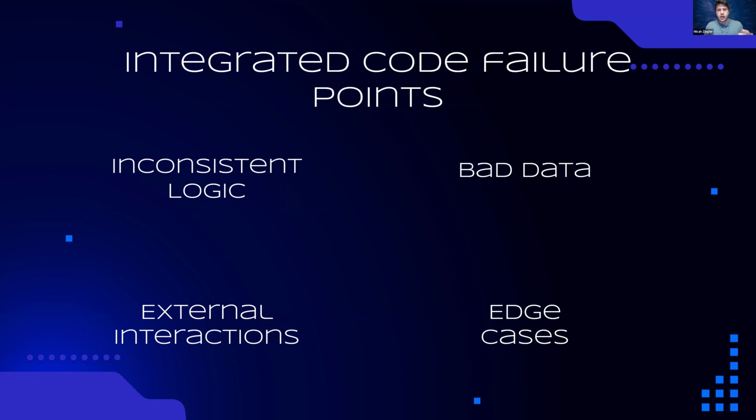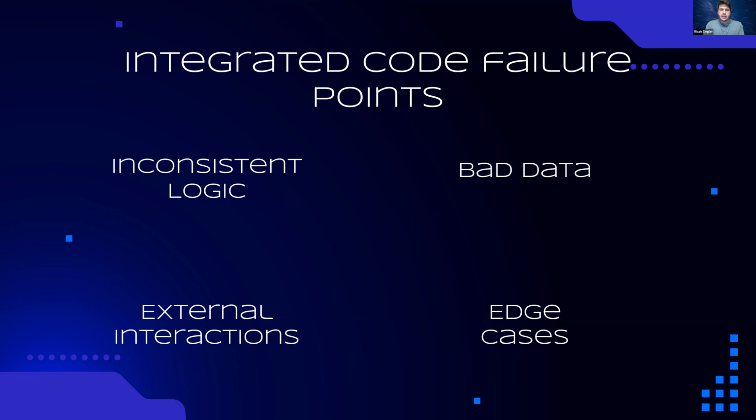Inconsistent code logic. On any project with more than one developer, there's going to be code from dev A that's connected to code from dev B, and their coding backgrounds and approaches to the problem will be different. So their code is probably going to look different. And you have to make sure that those differences are still compatible.